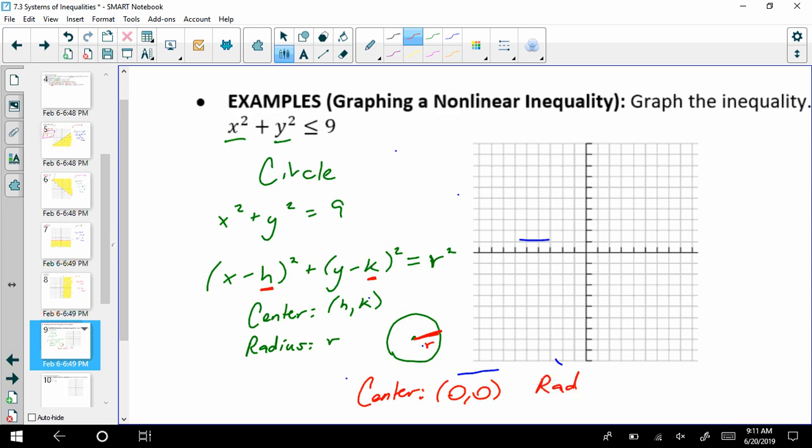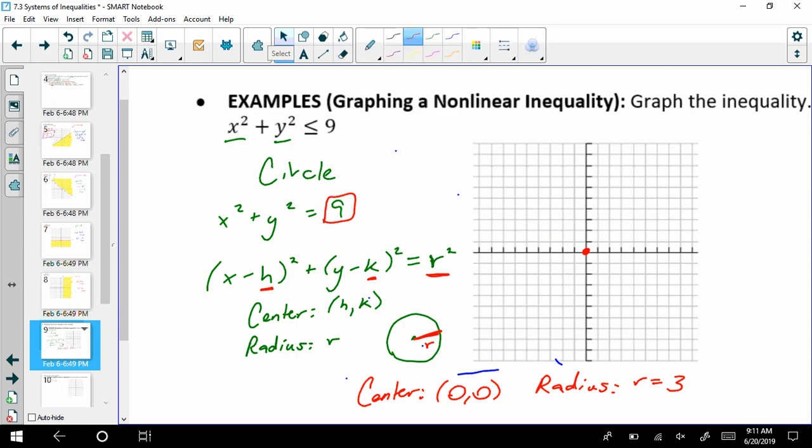Now let's do the radius. In my formula, the radius is r squared. So if there's a 9 sitting there, what was r? Think of like square rooting 9. r had to be 3. Right? Because 3 squared is 9. I'm ready to graph the circle. So I'm going to plot a point at (0, 0). That's going to be the center of the circle.